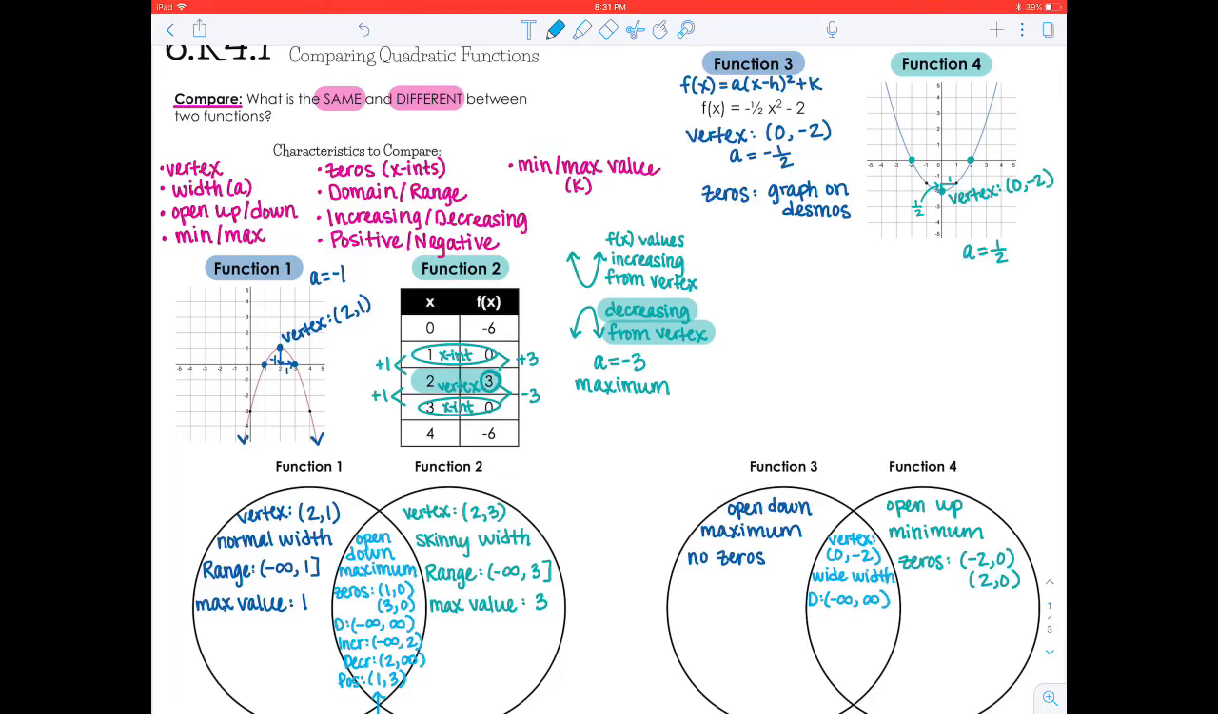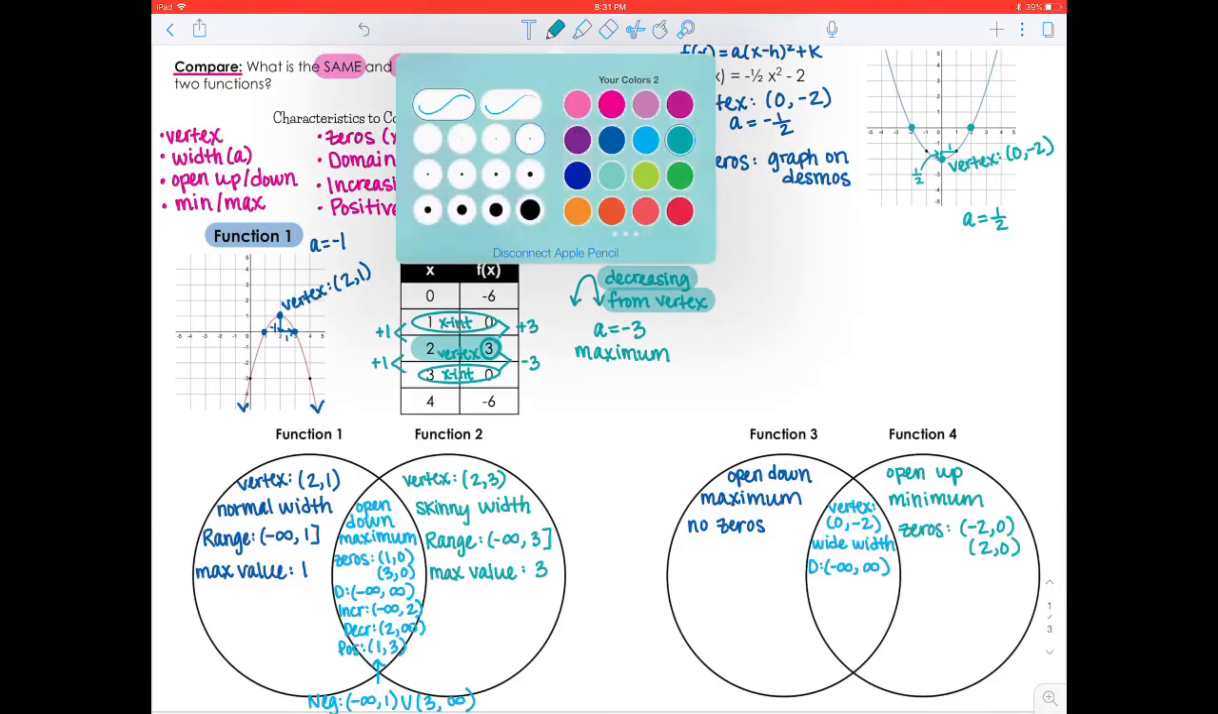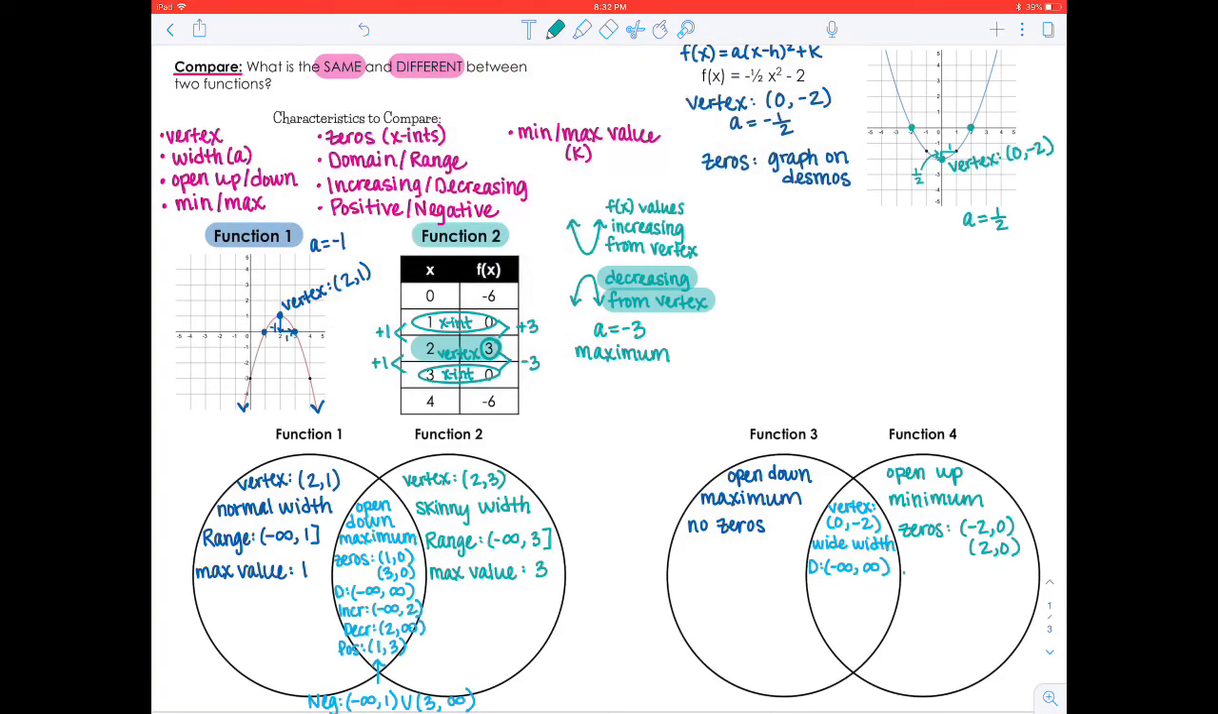So if we look at function 4, since we've got it here, from the very lowest y value to the very highest y value, if you read it from bottom to top, the very lowest y value on this one is -2. And that's included because it's on the vertex. And then the very biggest y value possible would be positive infinity, since it's opening up and continuing on forever up there.